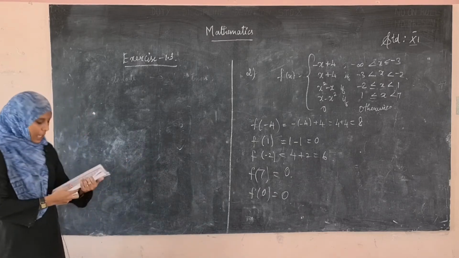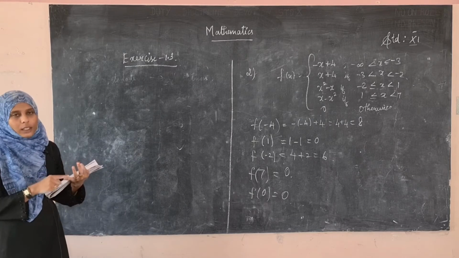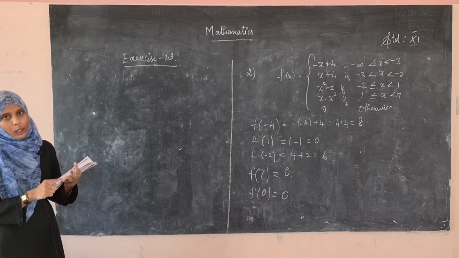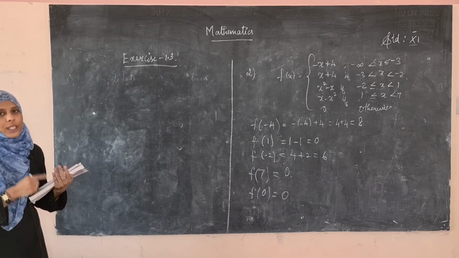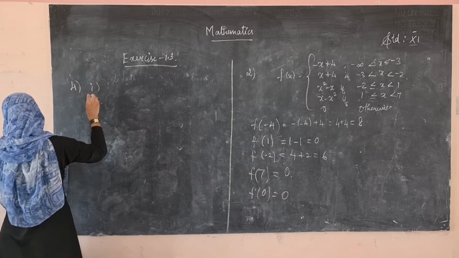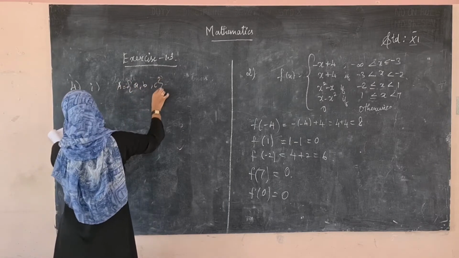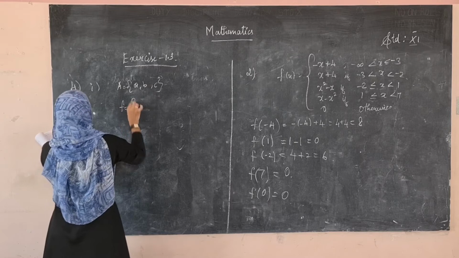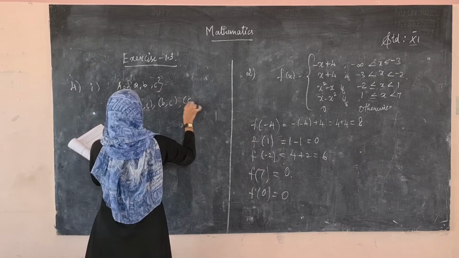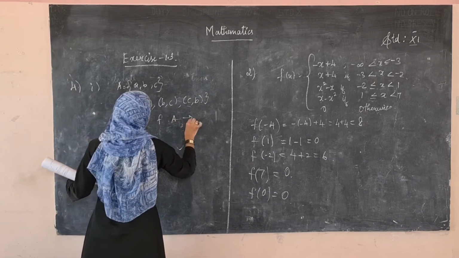They have given 2 subdivisions, 2 relations. For each relation, we have to check whether it is a function. If it is a function, we have to say whether it is one-to-one and on-to. If it is not a function, we have to state the reason why. Fourth one, first subdivision: A is equal to {a, b, c} and f is equal to {(a, c), (b, c), (c, b)}, where f is a function from A to A.